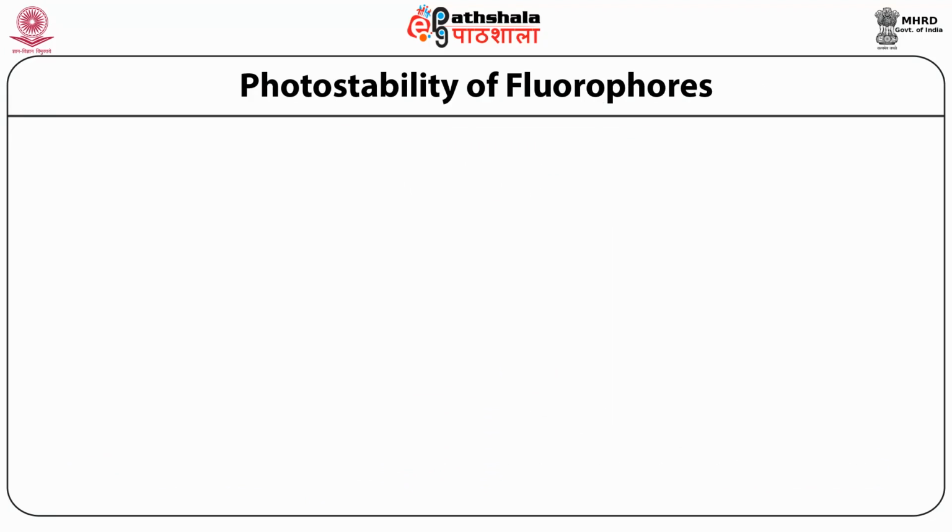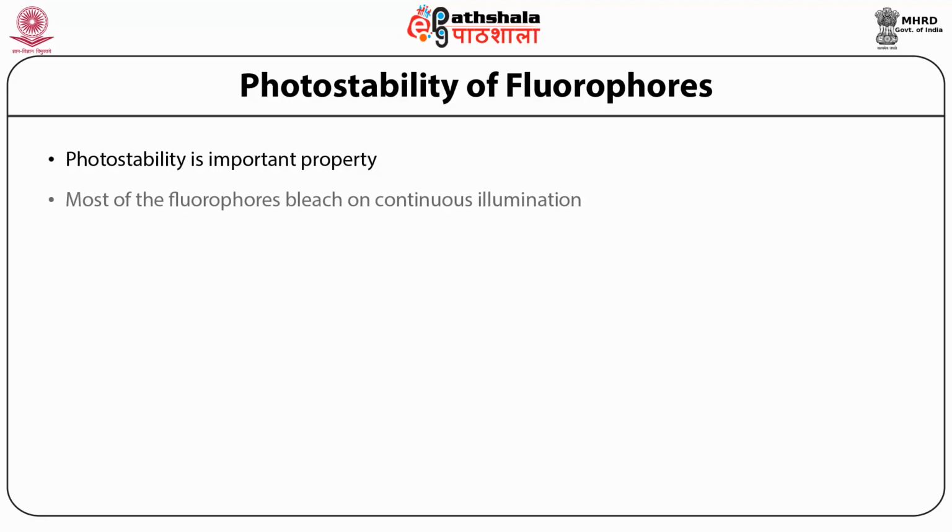When we say fluorophore, it means it produces light after absorbing light. So that means it should be a compound which is stable in the presence of light. It should not be destroyed in the presence of light. So photostability of fluorophores is an important aspect while selecting a fluorophore. Most of the fluorophores bleach on continuous illumination. That means their emission decreases.